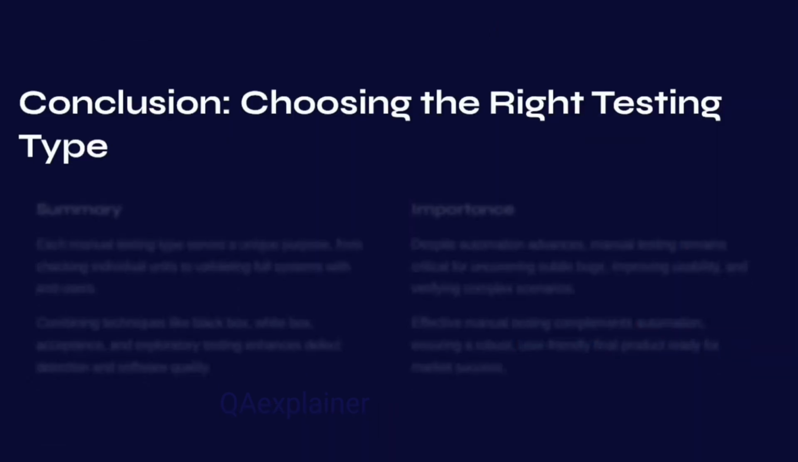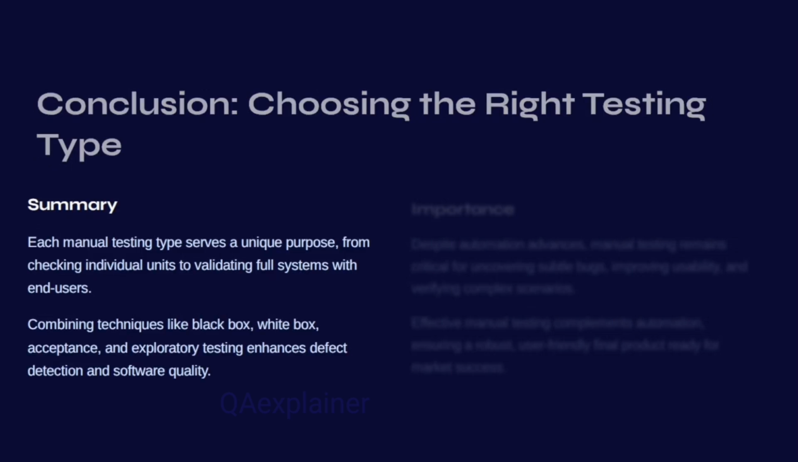So let's end this session, guys. The conclusion is, in a nutshell, that each and every type of manual testing serves a unique purpose, and every testing type has its own advantages and disadvantages. We need to do different kinds of testing in combination, like black box, white box, acceptance, exploratory, and regression testing. After applying these different techniques, we can ensure the software quality.